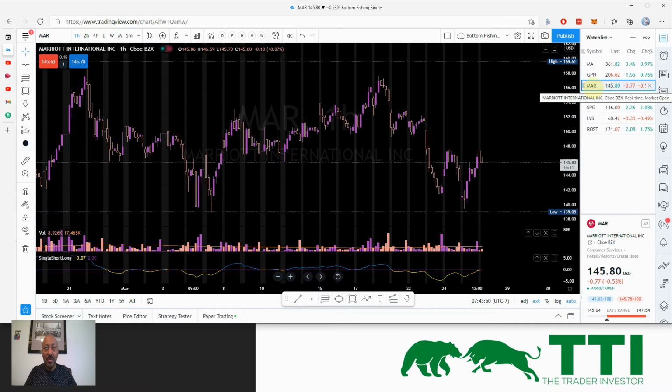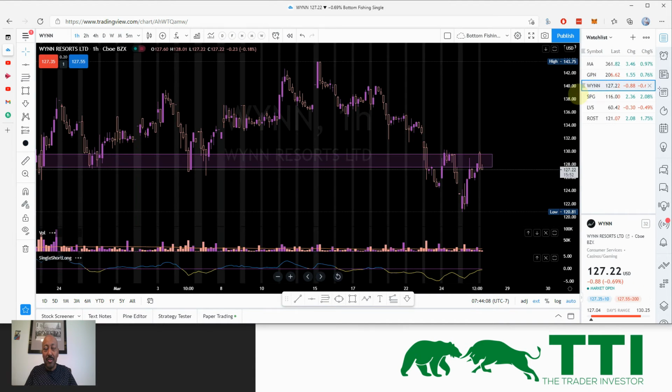So let's go to Marriott. So we're starting to form a double top here. The price has gotten rejected at that double top area. So I'm not seeing a clear sign of a higher low. I'm taking this out.